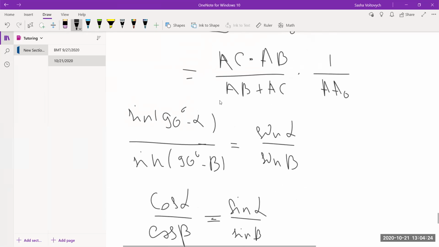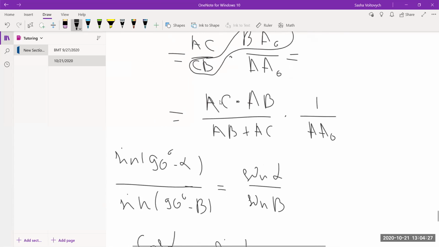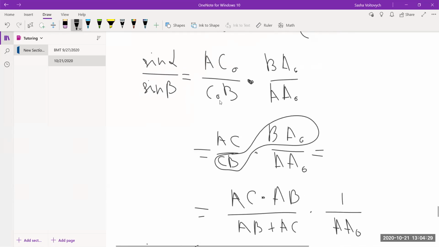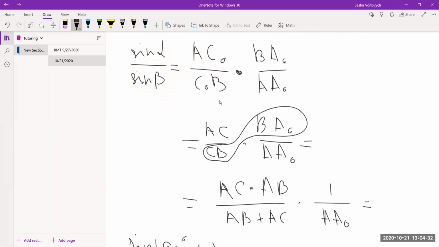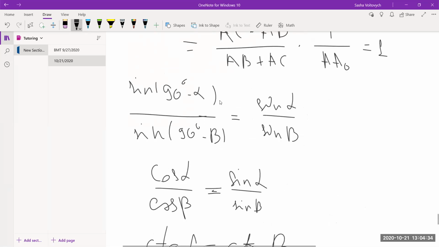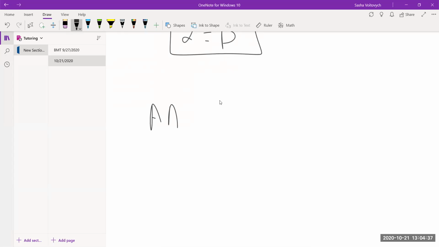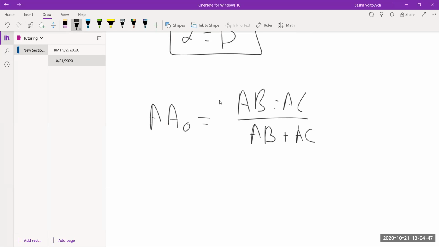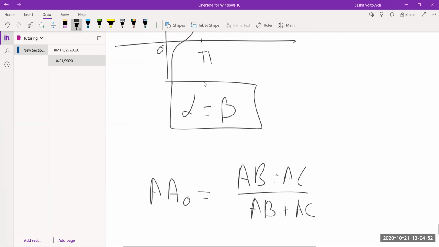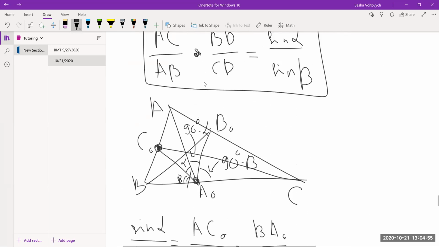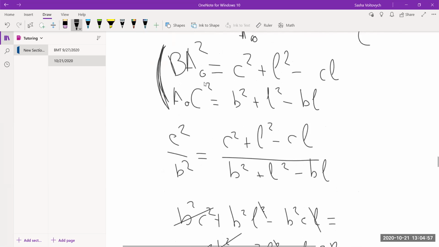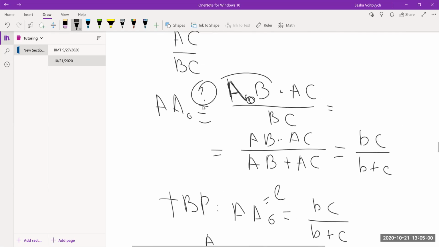Well, this implies that this guy is just 1, because this is sine alpha over sine beta. So we know that this guy is just equal to 1, which means that AA0 is equal to AB times AC over AB plus AC. Which we've shown earlier is equivalent to angle BAC being equal to 120 degrees.